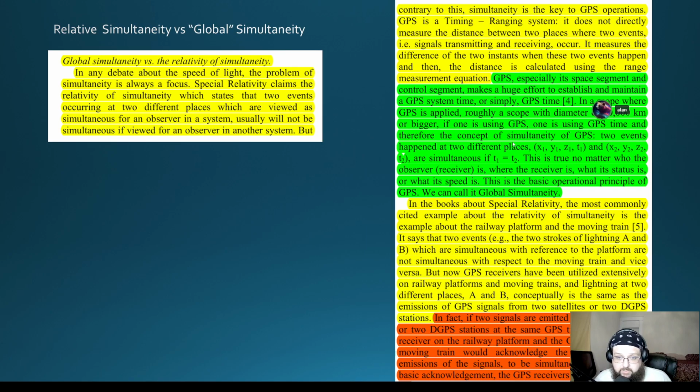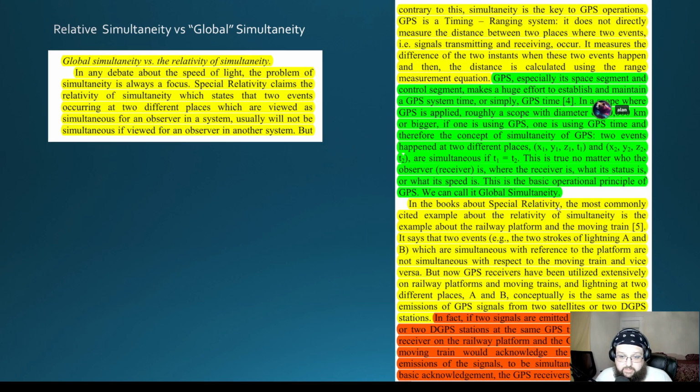And therefore the concept of simultaneity of GPS: two events that happen at two different places, and then he gives a coordinate system for one event, and a coordinate system for another event, an X, Y, Z, T axis there. And the events are simultaneous if T sub 1 equals T sub 2. So if the time that these events occurred is the same, then they happen simultaneously. This is true no matter who the observer or receiver is, or where the receiver is, what the status is, or what speed it has. This is the basic operational principle of GPS. We call it global simultaneity.